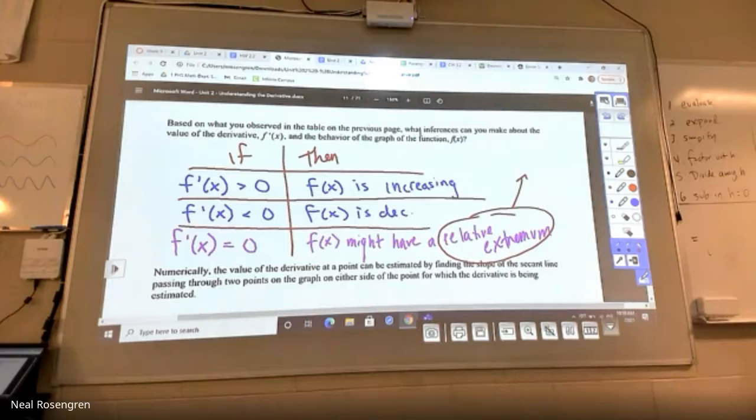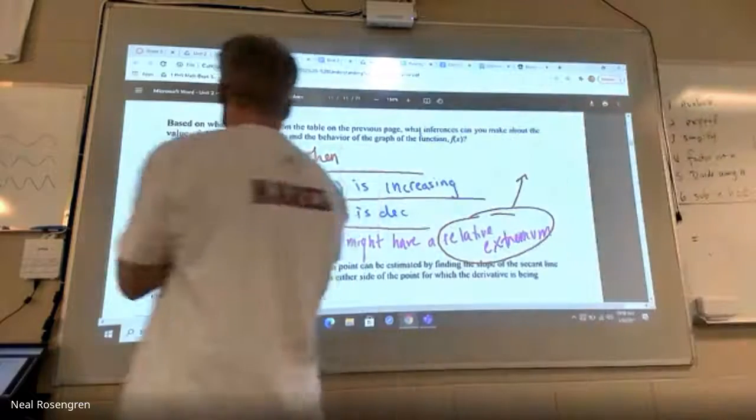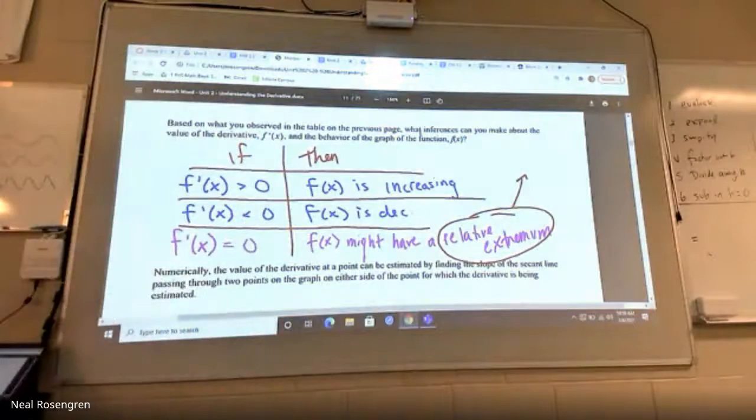Right now, what do we need to be true on either side of that 0? If we want to know if it's a max or a min, what do we need to have happen to the derivative if we want that actual relative extremum to be there? We need the sign change.